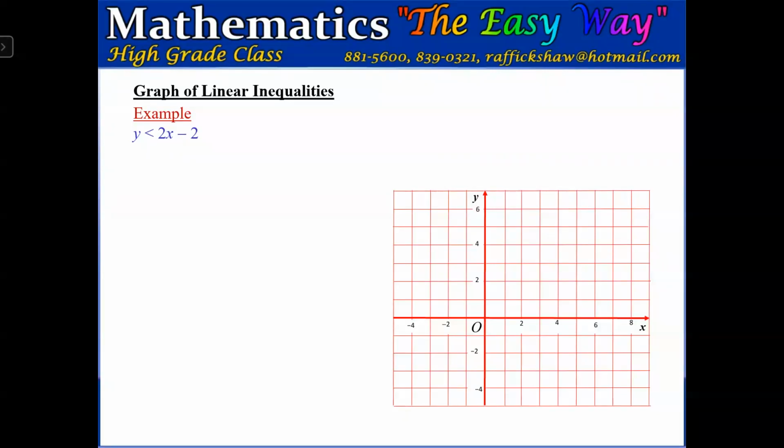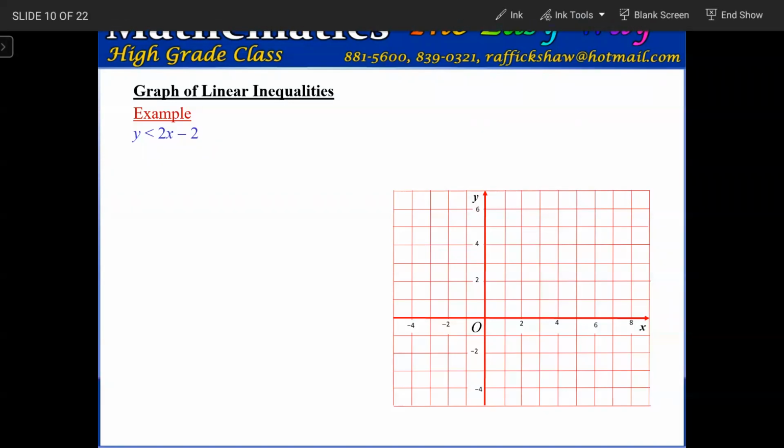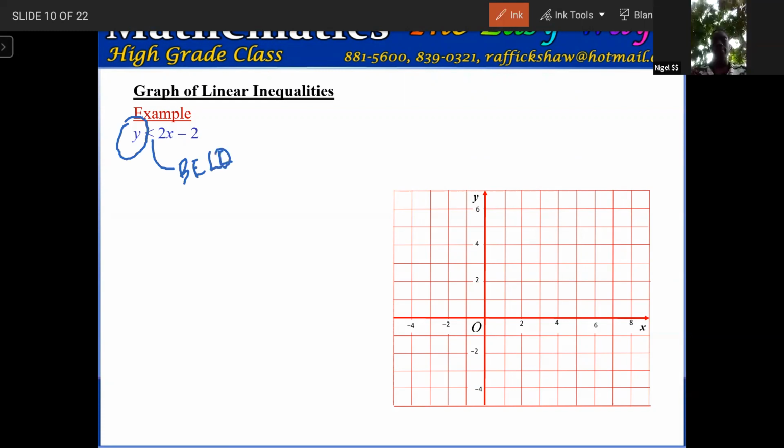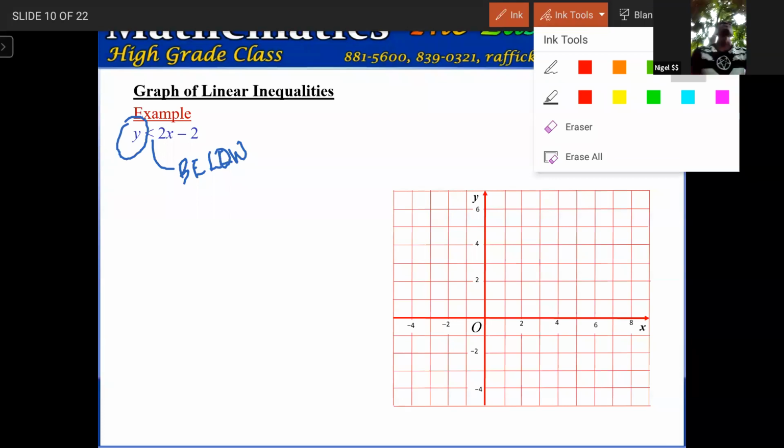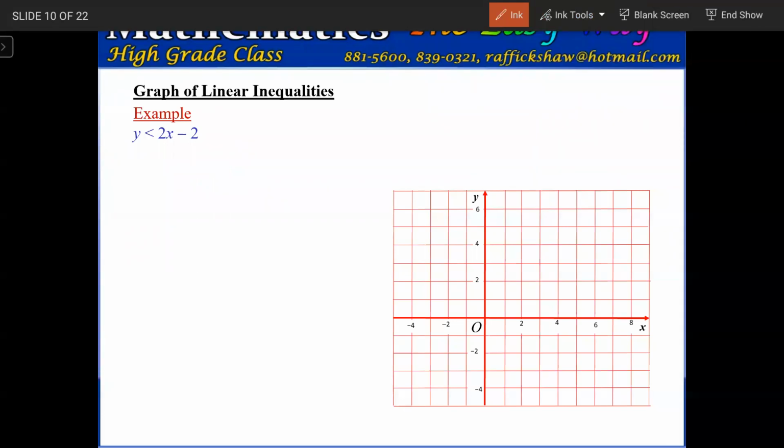Would I want above or below? Below. How do I know it's below? Less than. Not just less than. The first thing you look for is that the y on the left side is positive, therefore less than means below. When the y is positive and on the less than side, the less than means below. That's what you have to look for.